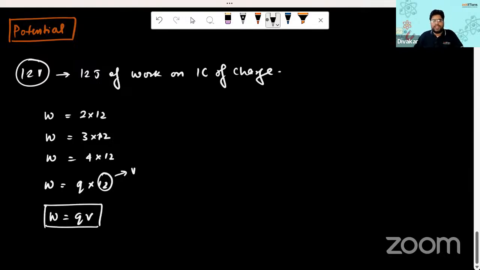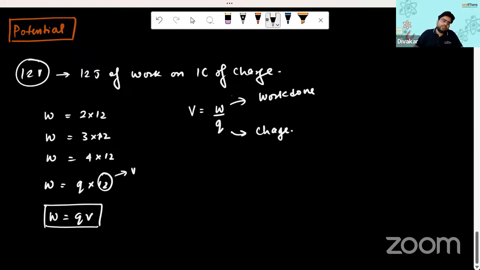So is it something alien? No, it's the amount of work the battery can do on 1 coulomb. If you have Q coulombs, then you multiply Q with the potential. Now from here, you can define potential as W by Q, where W represents work done and Q represents charge.